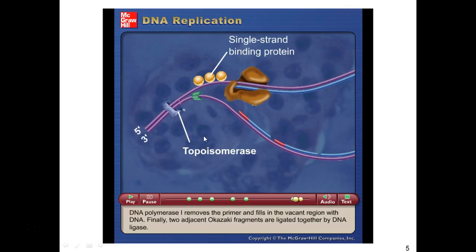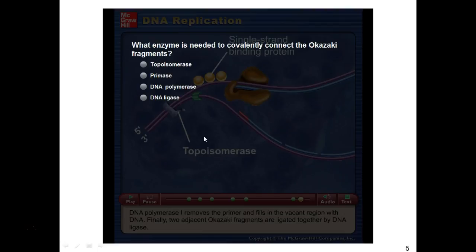DNA polymerase 1 removes the primer and fills in the vacant region with DNA.